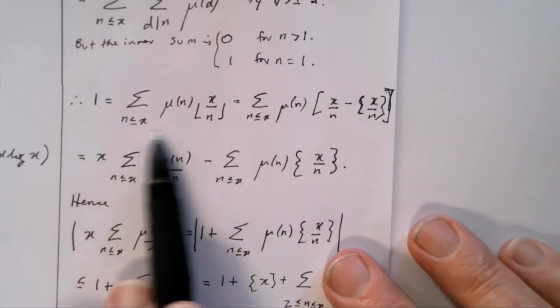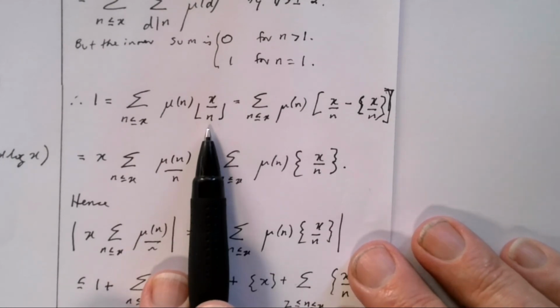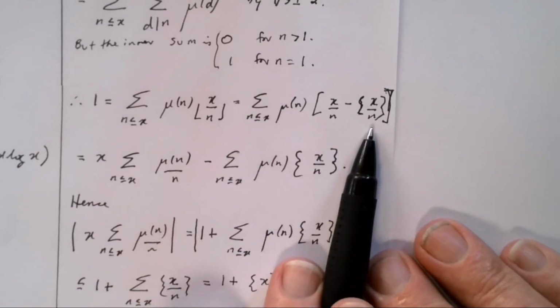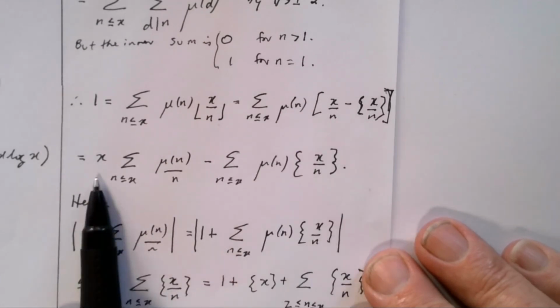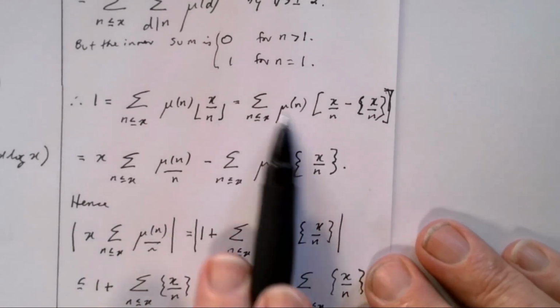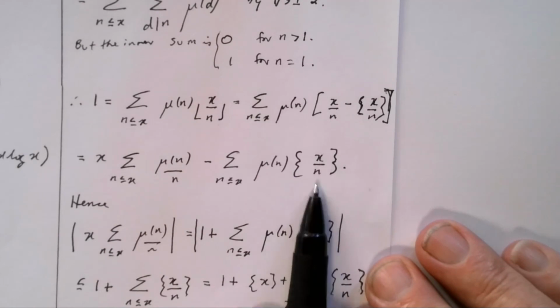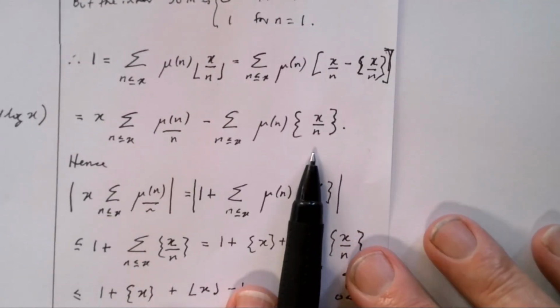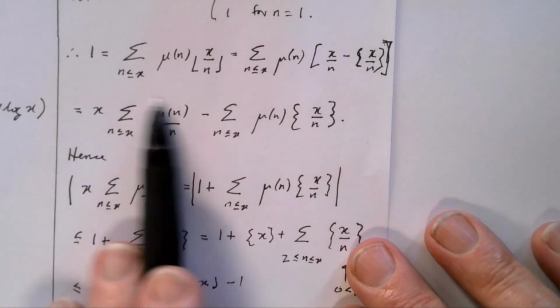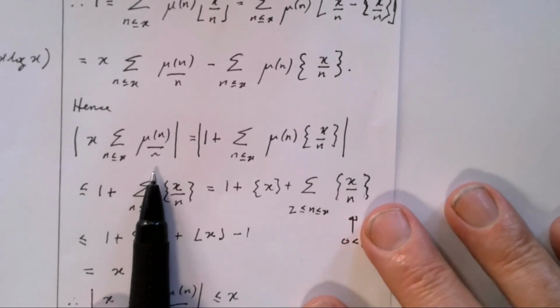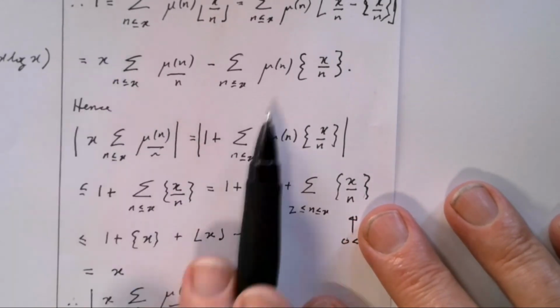Okay, so I can now write down 1 equals this sum that we've just proven is 1. I can write this as the floor of this is the number minus its fractional part. And I can split this into two sums, so it's x times mu n on n, that's from this bit, minus the sum of mu n times the fractional part of x on n. Now we want to get our hands on this beast, and so I rearrange this and look at the absolute value of this. And that, from what we did above, is equal to 1 plus this sum.